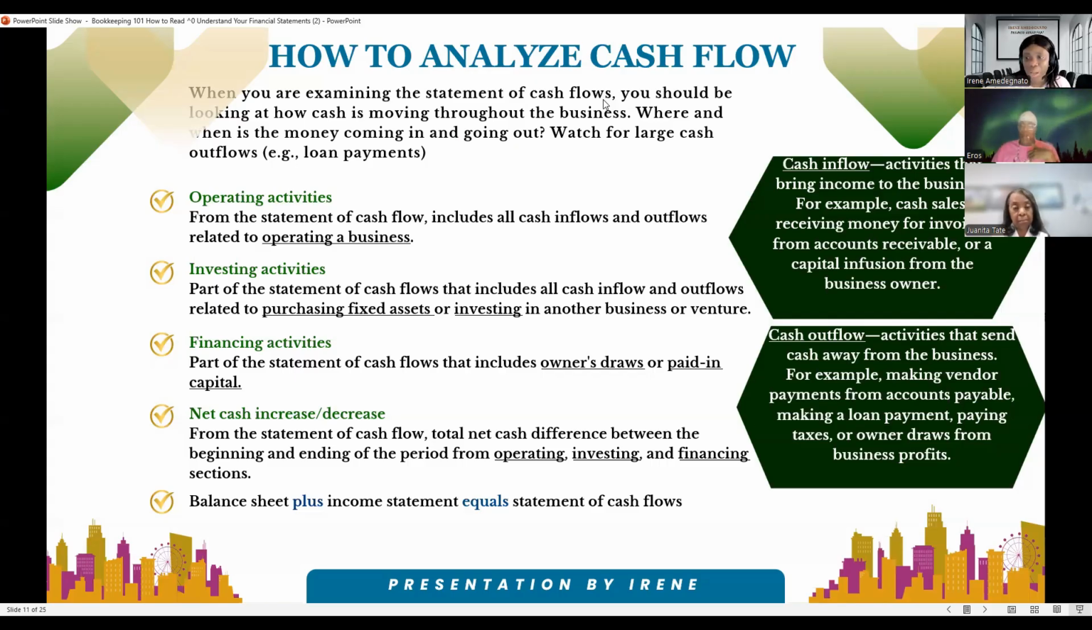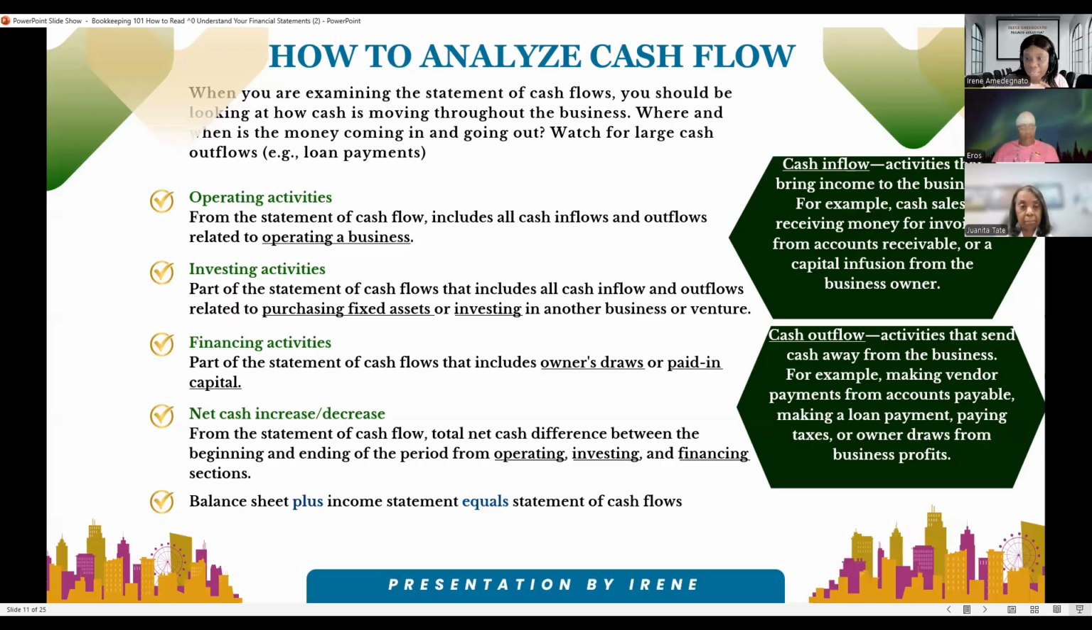I'll give you an example. You have cash sales, where you make sales to a client. You receive money for an invoice from your customer, from accounts receivable, or you have capital infusion from the business owner. These are part of the cash in, because that cash came into the business. It's an addition.